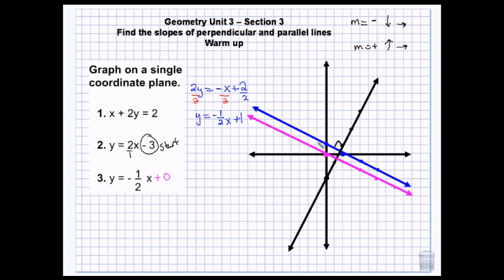It's perpendicular. Look at the slope. Our first slope is -1/2 and our second slope is +2. These two slopes are perpendicular to each other. Opposite reciprocals. And then our third slope was also -1/2, and these two are parallel to each other. Parallel lines have the same slope, and perpendicular lines have opposite reciprocals.